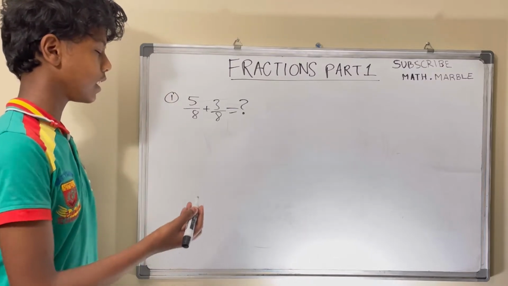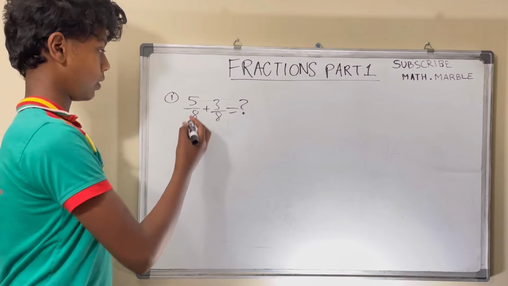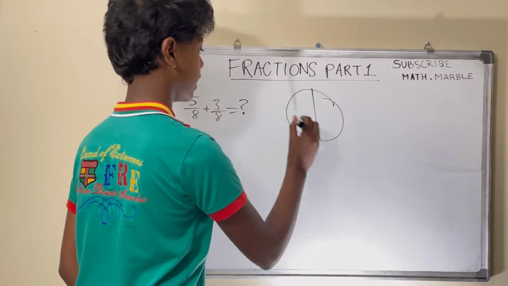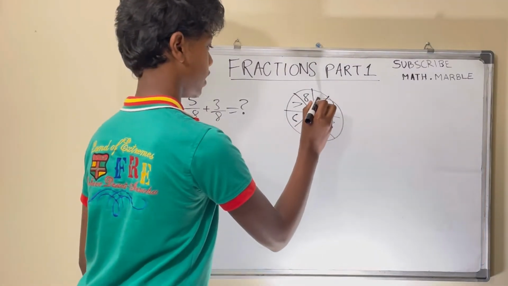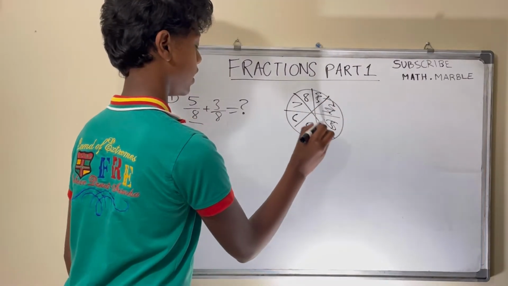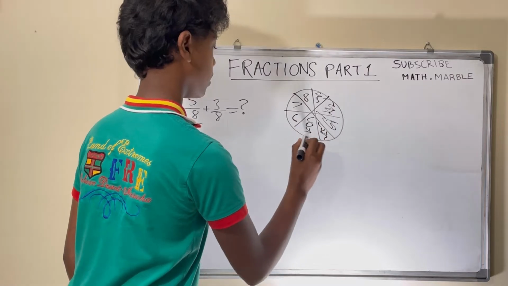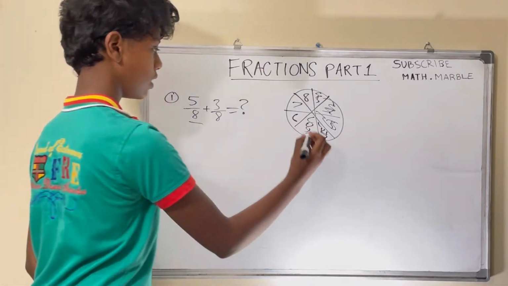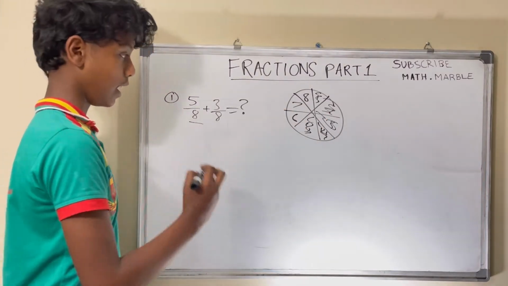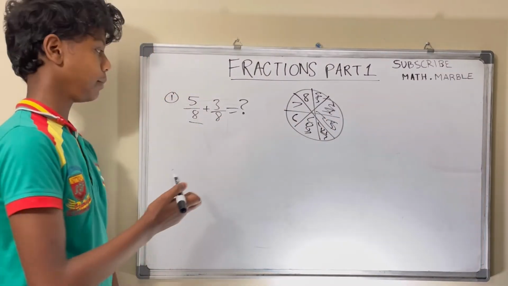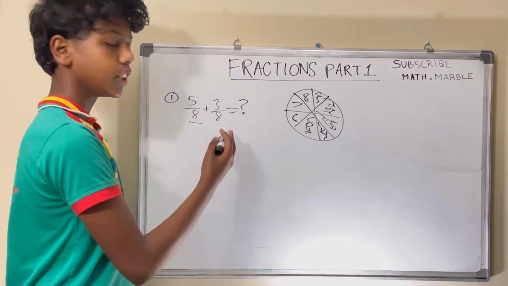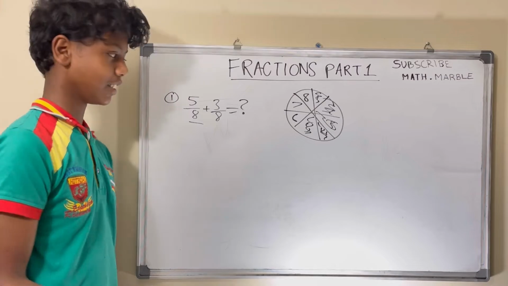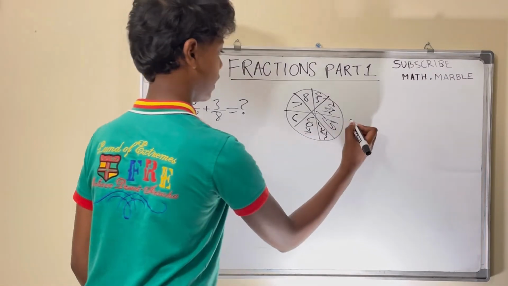So we can imagine this like a pizza. So 5/8, we could put a pizza with 8 slices. So I'm going to shade 5 of these slices. So this is 5/8 plus 3/8. We can imagine my friend is giving me 3/8 of a pizza because I'm hungry. And so we could put an addition sign.